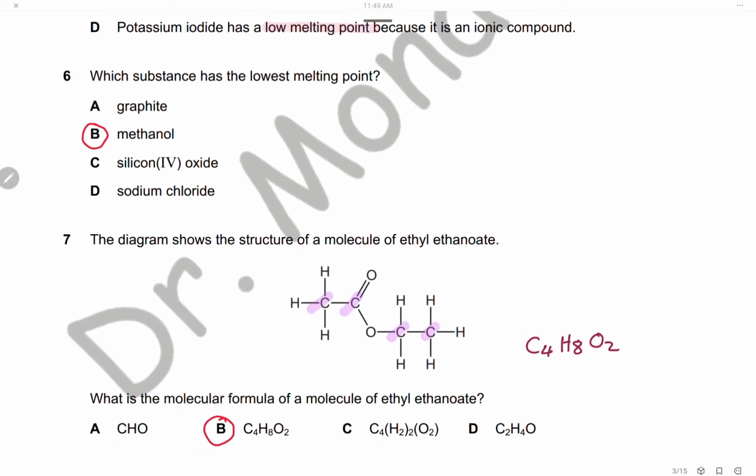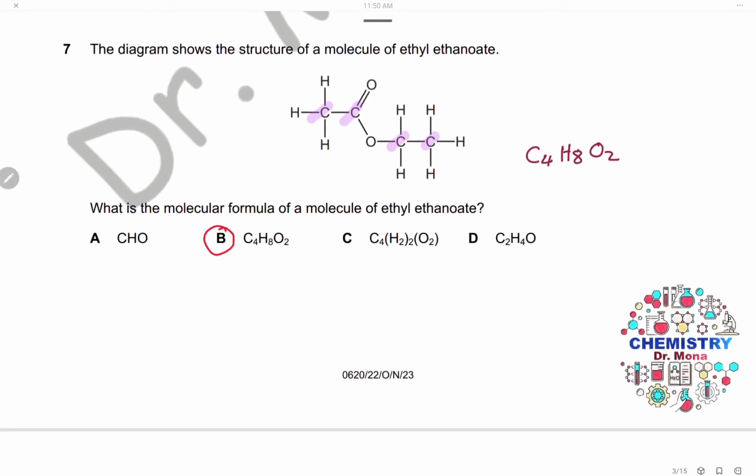Question 6. Which substance has the lowest melting point? Graphite is a giant covalent compound. Silicon dioxide is also giant covalent. Both have a high melting point. Sodium chloride is an ionic compound, it also has a high melting point. Methanol is a covalent compound, so covalent compounds have a low melting point. So the lowest melting point here is methanol. The answer is B.